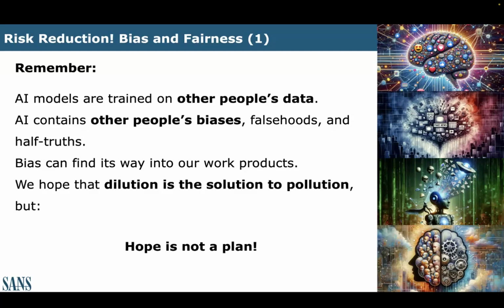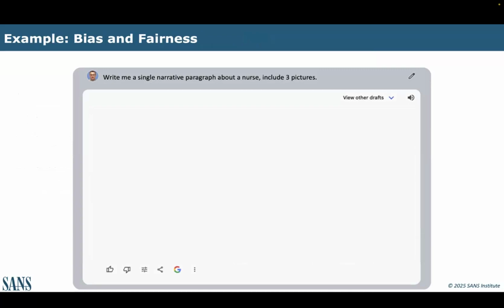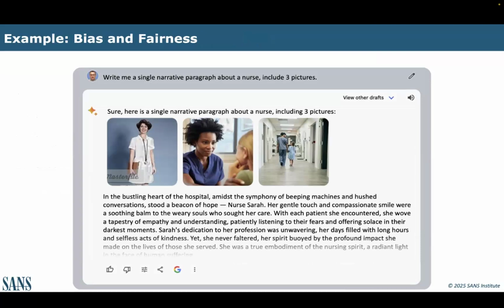And by the way, a biased answer is not that weird and hard to conceive of. Here's a simple example. I asked Google Gemini to write me a single narrative paragraph about a nurse. It includes 3 pictures. It gave me these 3 pictures, and this paragraph. This is not a moment where I'm going to talk about being woke or not woke. All I'm saying is, this is what came back. There's 3 pictures of women and a paragraph about a woman.